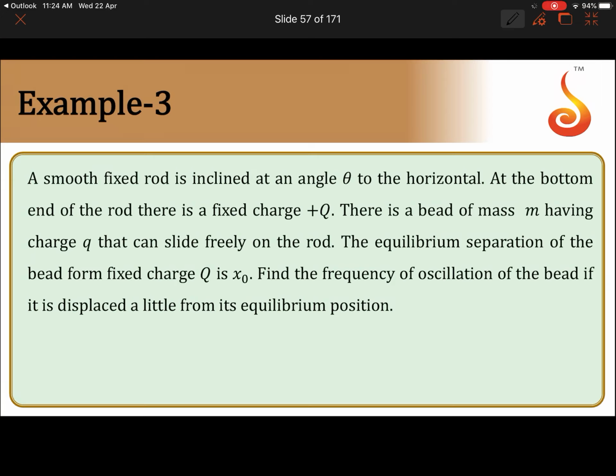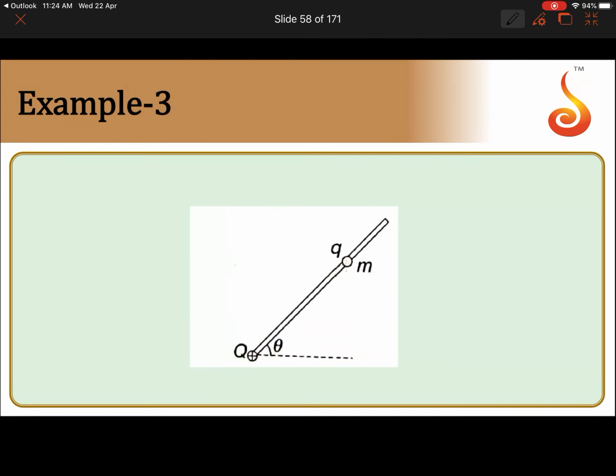So come to the next question. A smooth fixed rod is inclined at an angle theta to the horizontal. At the bottom end of the rod there is a fixed charge Q. There is a bead of mass M having charge Q that can slide freely on the rod. The equilibrium separation of the bead from the fixed charge Q is x naught. Find the frequency of oscillation of the bead if it is displaced a little from its equilibrium position.